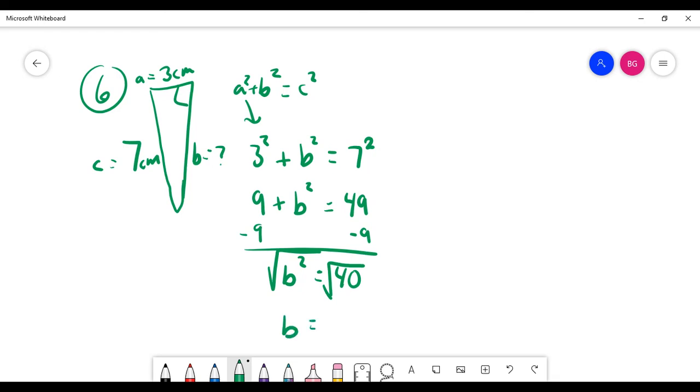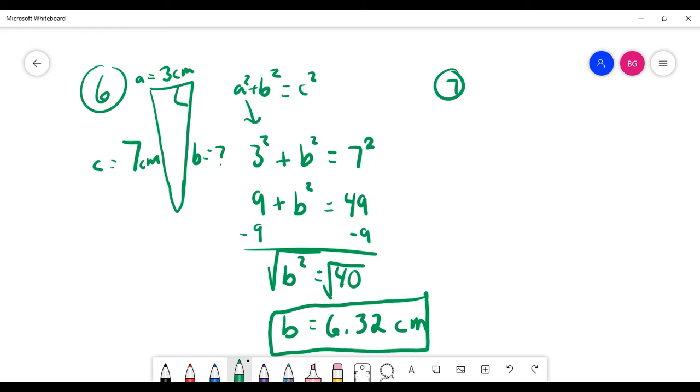So you get b equals, let me type this in a calculator here, I don't know what that is off the top of my head. It should be 6 point something. So you write in nearest hundredths, 6.32. Now this one has units, so we better include units. It's 6.32 centimeters long.